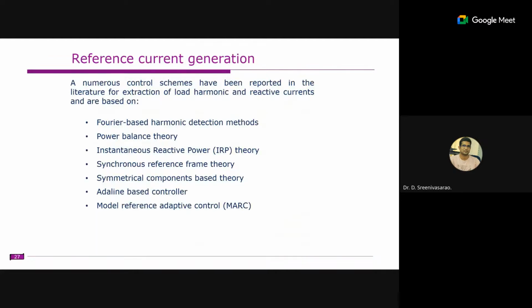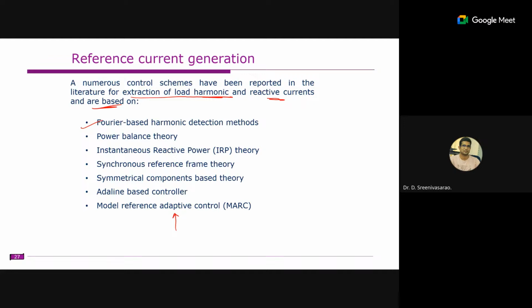There are numerous methods, like Fourier-based detection methods, power balance theory, instantaneous reactive power theory, synchronous reference frame theory, symmetrical component-based theory, or some Adaline-based control using fuzzy logic, or some artificial intelligence methods, or model predictive control methods. These are commonly used for the extraction of load current harmonics and reactive power from the source. That means we need to extract the harmonics and the reactive currents in the load currents.